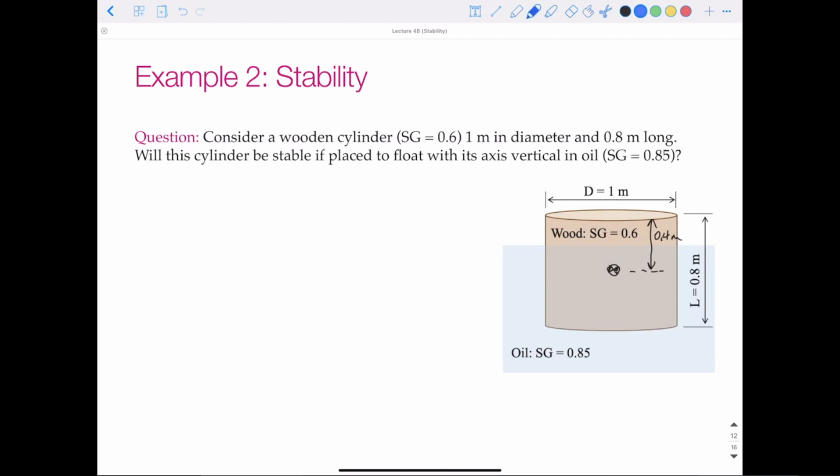And we need to find the center of buoyancy. The center of buoyancy will be the center of the section that is submerged. So if the total submerged section is H, then the distance to our center of buoyancy would be H over 2.